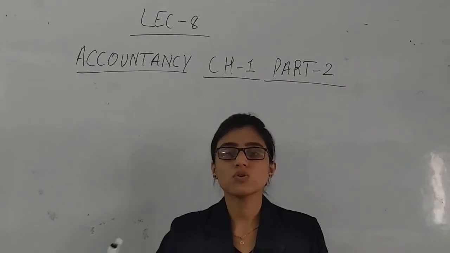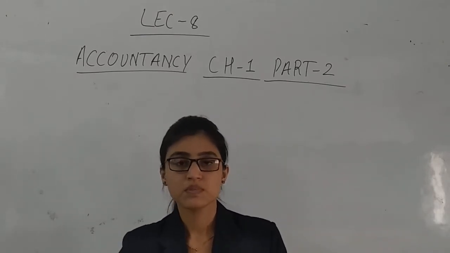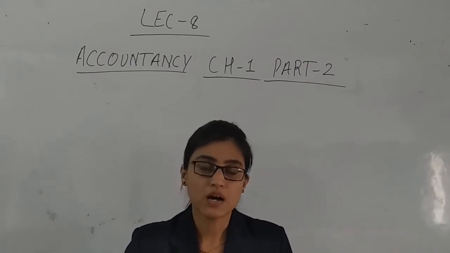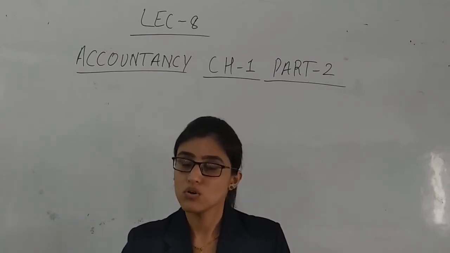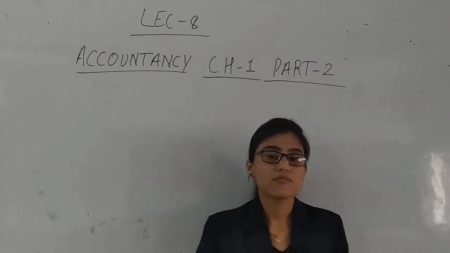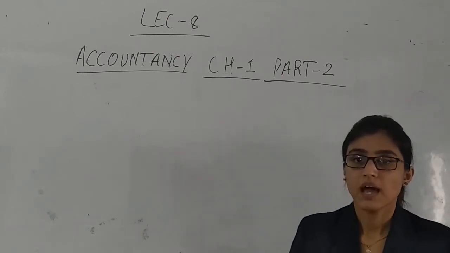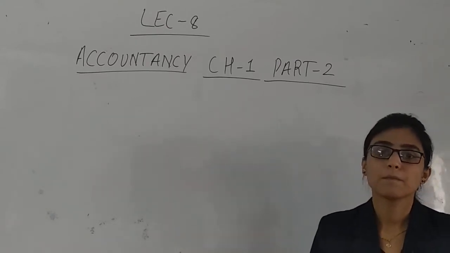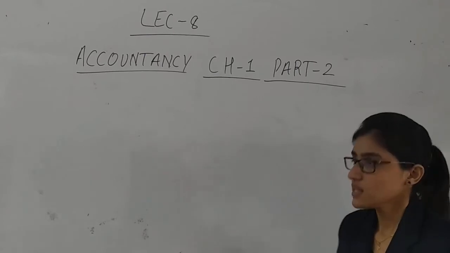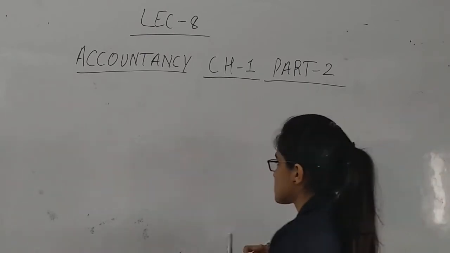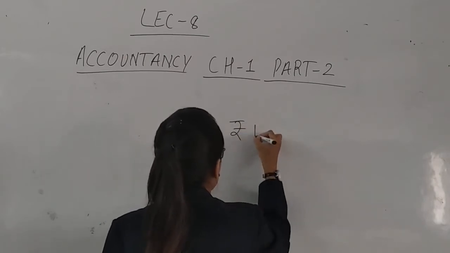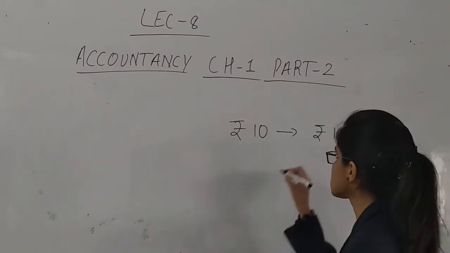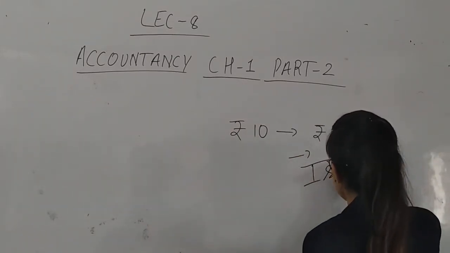We have understood the first method for issue of shares, which is issue of shares at par. At par means face value or nominal value, which simply means if a share is worth rupees 10 and it is issued for rupees 10, it is said to be issued at par. Then, if the share worth rupees 10 is issued for rupees 12, then this is said to be issued at premium.